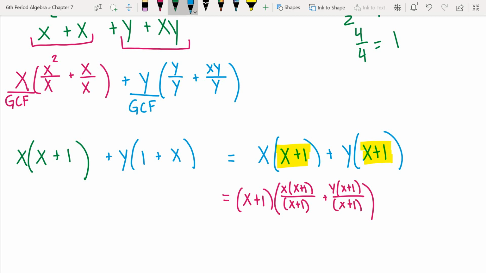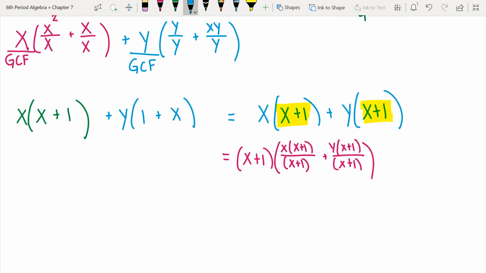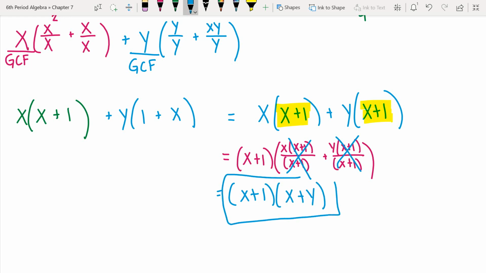And it looks really gross, but it simplifies out perfectly because inside these big, ugly looking parentheses with all these x plus 1s, I have the same expressions on top as I do on bottom, which means I can cancel them out. And all that's left inside those parentheses is x plus y. And so this is actually our final answer, is the product of x plus 1 times x plus y.